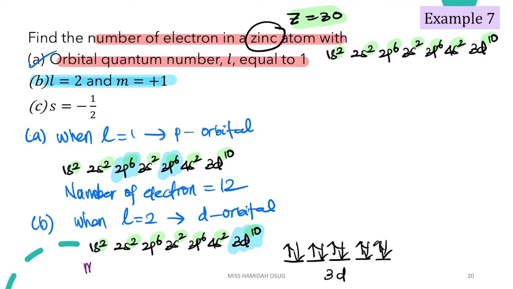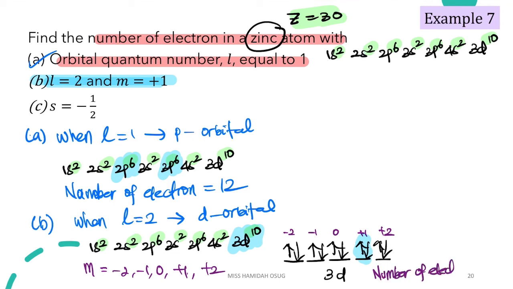Remember that when L is equal to 2, meaning to say M is equal to negative 2, negative 1, 0, plus 1, and plus 2. And this will point out the orientation of the orbital. So -2, -1, 0, +1, and +2. So when M is equals to +1, there are only 2 electrons present there. So the number of electrons is equals to 2.